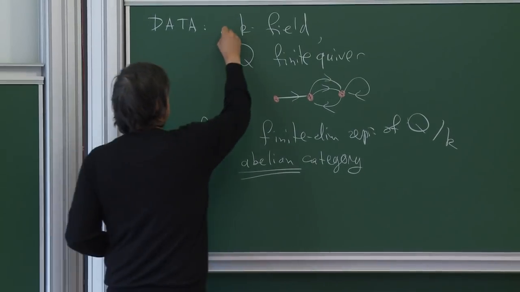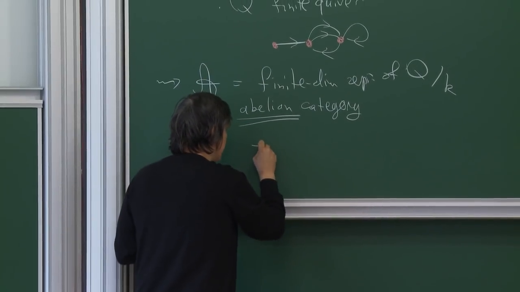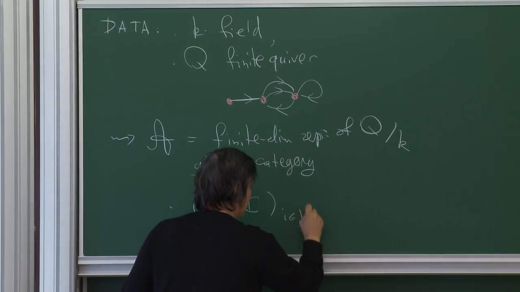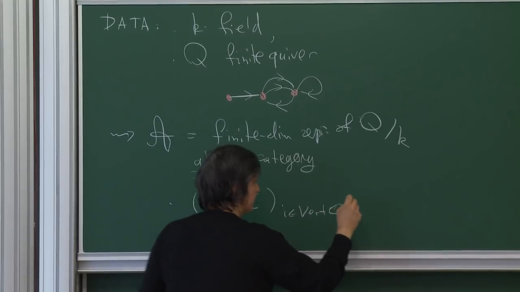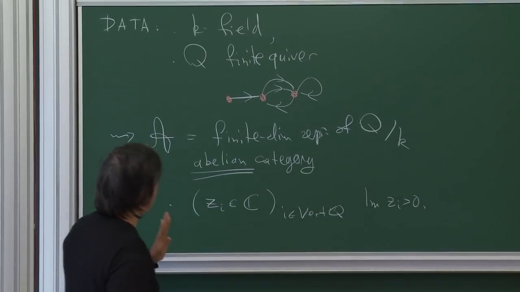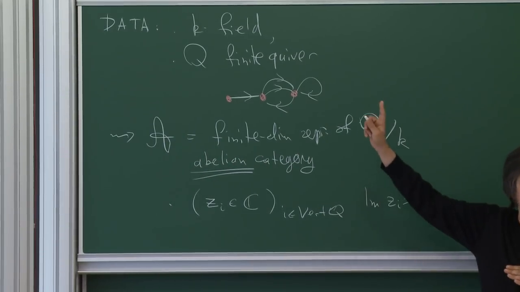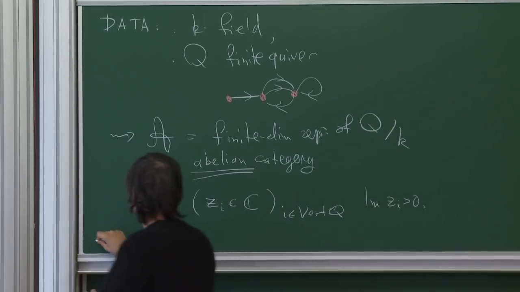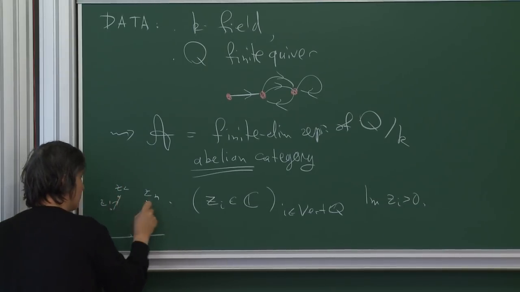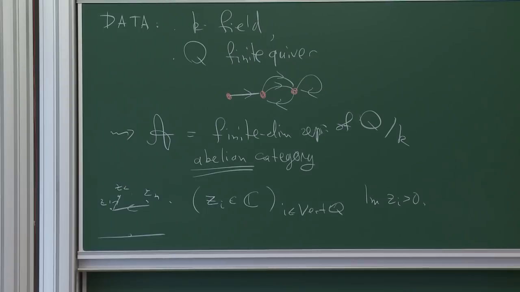Then the next piece of data, the last piece of data, has nothing to do with this. Think of it as just a collection of complex numbers, Z_i in C, for i running through the vertices of the quiver, with the only condition that they lie in the upper half plane. In fact, this gives a way to put the vertices of the quiver in the upper half plane. Suppose they're all distinct and we just draw the vertices as points in the upper half plane. That's a way to put some geometry on the quiver.